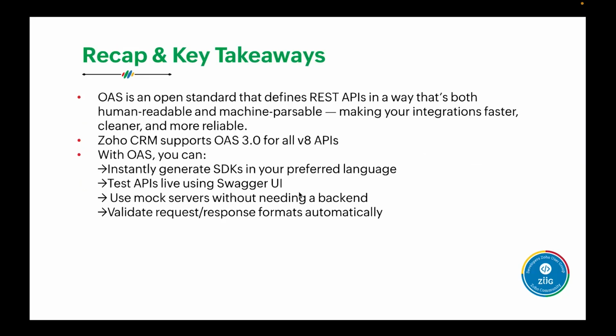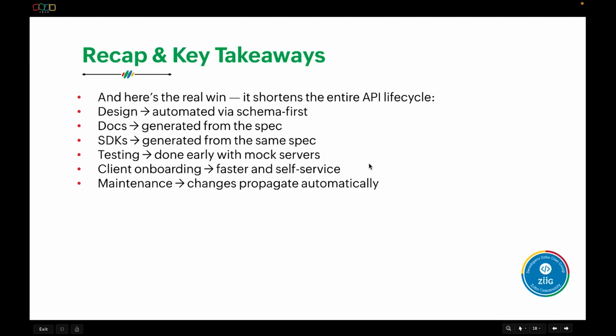So quick recap and key takeaways. First, Zoho CRM supports OpenAPI 3.0 across all version 8 APIs. That gives you a rock solid foundation for integrating using a spec that's both human readable and machine friendly. So you can generate SDKs in your preferred language. You can test the APIs live with Swagger UI. You can simulate calls using mock servers, and you can also validate payloads, all using the same spec file. But more importantly, like I said, it shrinks your API lifecycle.